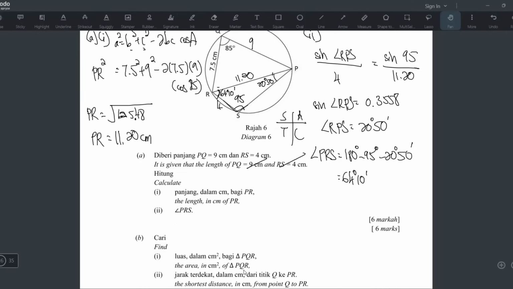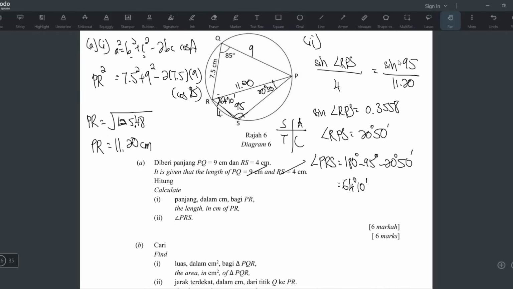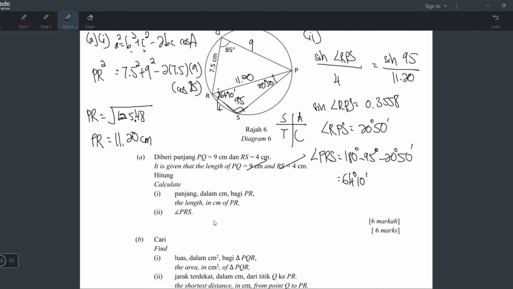Find the area in cm square of the triangle PQR. Okay, this one confirm you use the 1/2 ab sin C formula. Yeah, that's the formula you learn in this chapter to find area. So I will just write area here, but which triangle do they want? PQR, which is this one. And do you know when you find area, you need to have two sides and included angle. Two sides and the included angle. So the two sides are 9 and 7.5 and the included angle is 85.